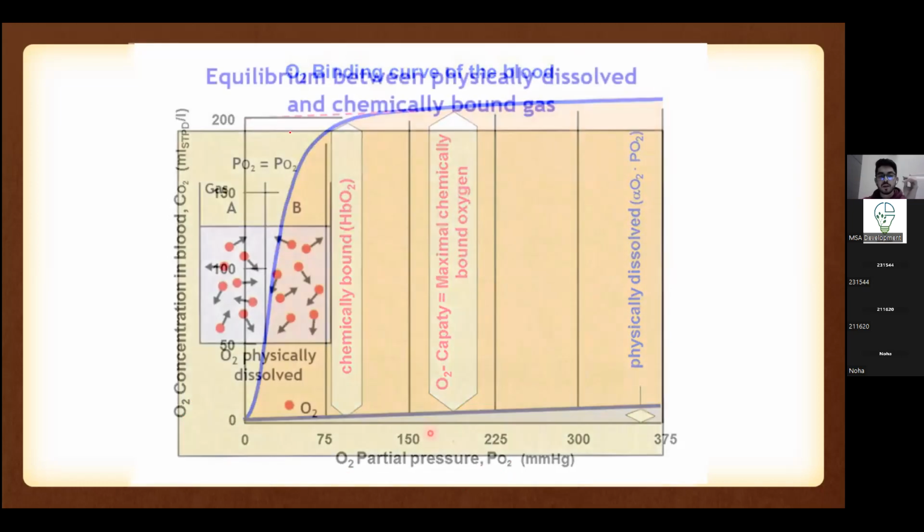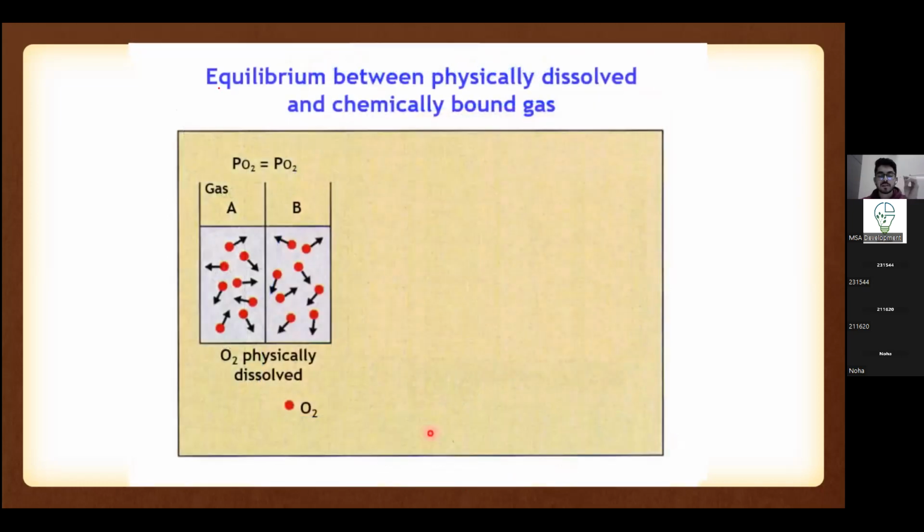Now we're going to discuss some concepts about equilibrium. As you can see here, compartment A and compartment B both have the same amount of free O2 molecules. Remember when I said that these free O2 molecules are going to produce pressure when they move?